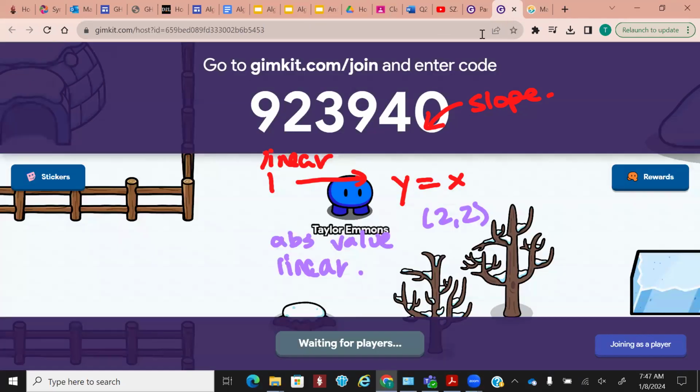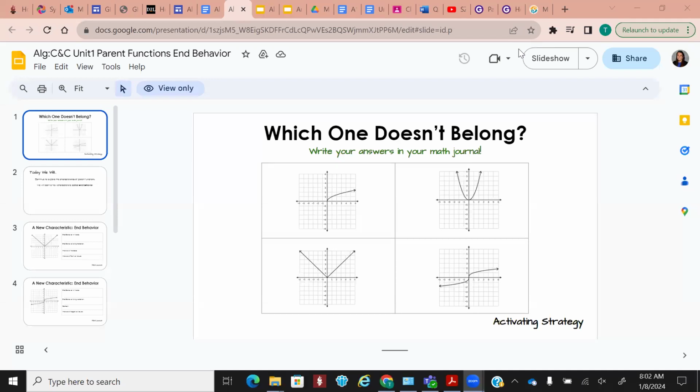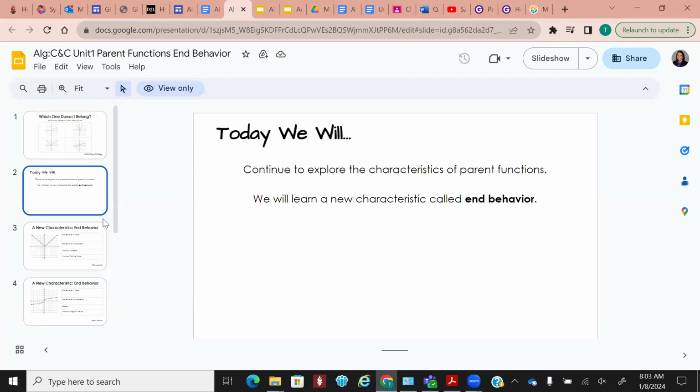I want you to take out your laptop. Have you ever played Gimkit before? Okay, I got yes and no. Okay, great. Why does that one not belong? Okay, that's fair. Anybody else come up with another one for another reason? Everybody's good with that one? Okay. So when we do the which one doesn't belong, there is no wrong answer. You just have to have a justification for it. You could have been like, this one, because it's not curvy, because it has two straight lines.